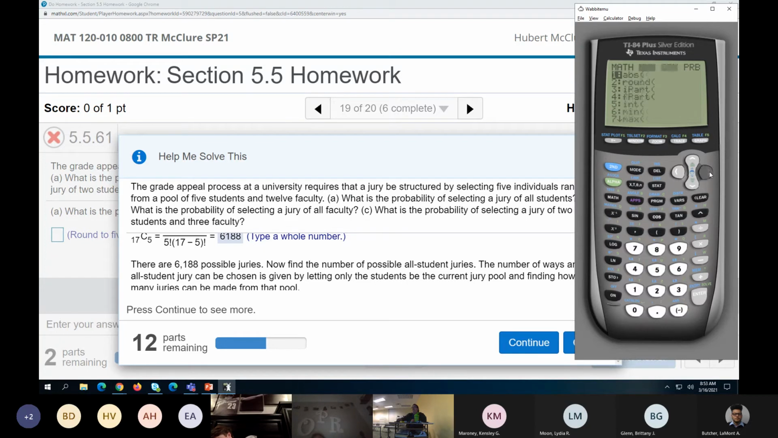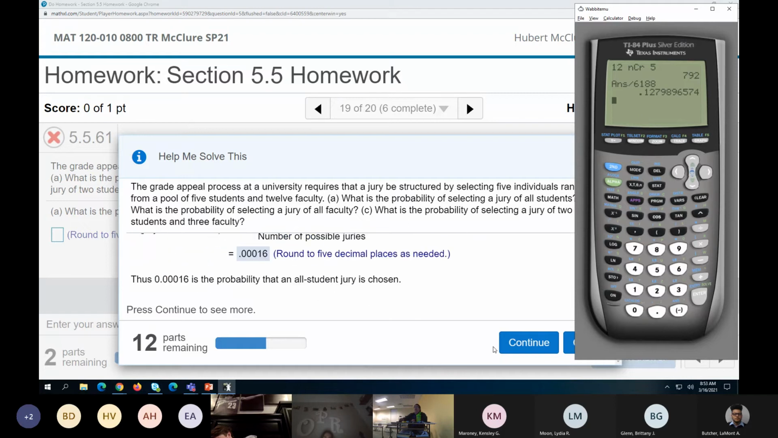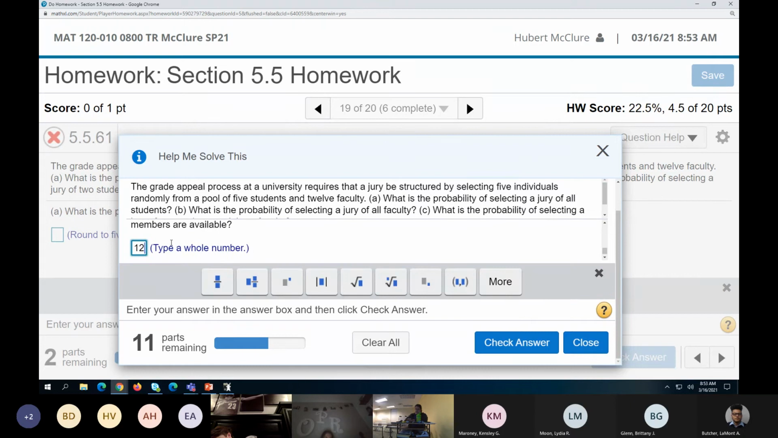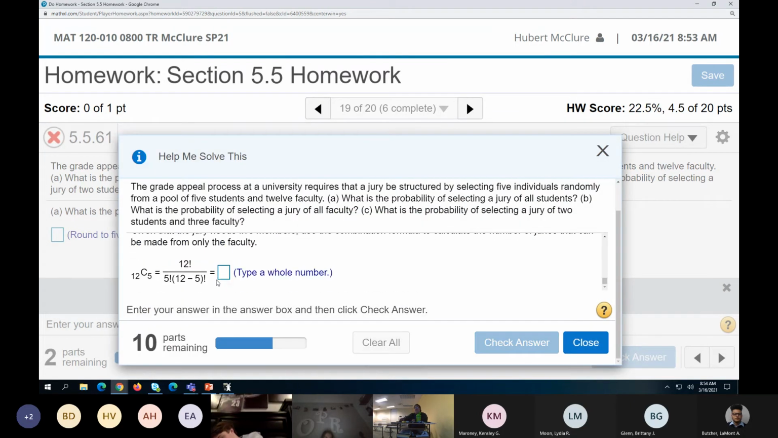So I'm going to go to my handy dandy calculator and I'm going to do 12 combination of 5. Math, combination of 5. And write down 792, and I'm going to divide that by, is it 6188? Yeah. And that's going to be point, let's see, what does it say, round to? Well, I hadn't asked yet. Hold on. Okay. How many faculty members are available? There's 12. How many are on the jury? 5.